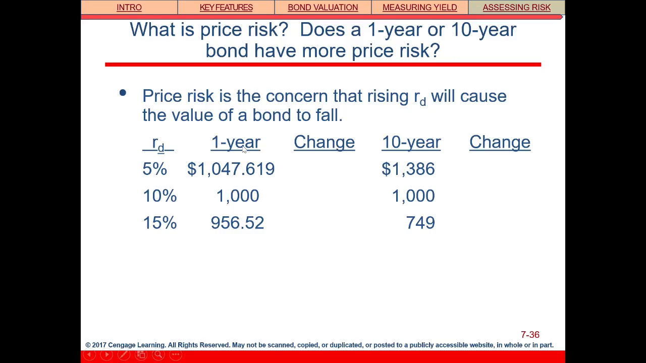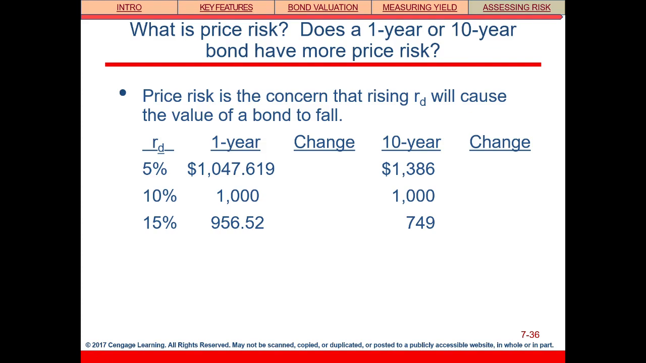And therefore, you will know the maturity: n equals 1 for this bond, and n equals 10 for this bond. You know the payment is $100 for both bonds, because the coupon interest rate is the same. You know the future value, which is $1,000. You know the market interest rate, which is 5%, 10%, or 15%. Therefore, you can calculate the present value, which is the price of the bond. That's what we learned in the previous class about bond valuation.